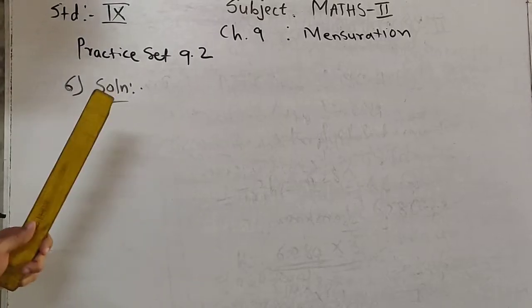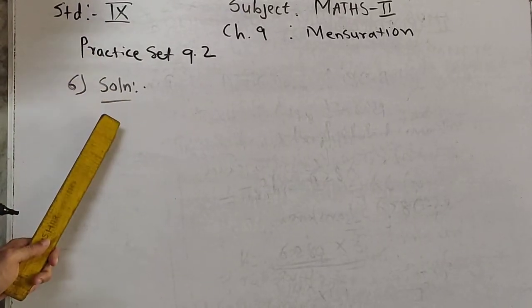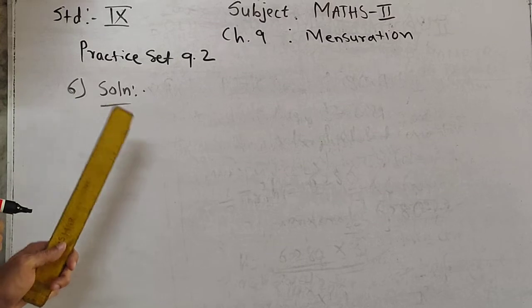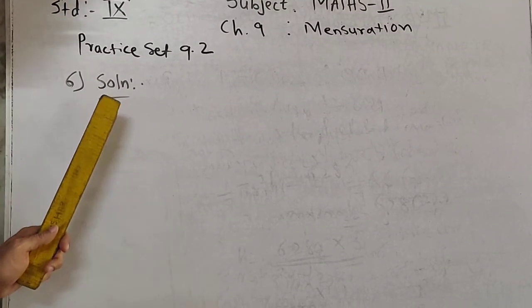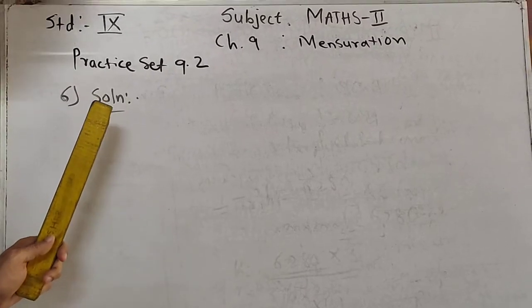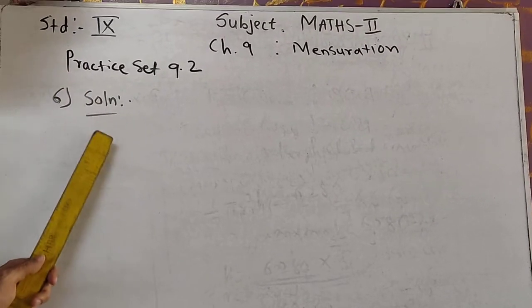Okay, now come to sum number 6. Last sum of this exercise. Then 7, 8, 9 are omitted. The 10th one is also omitted. Okay, you can do it by yourself if you want to. Till sum number 6 you should know.